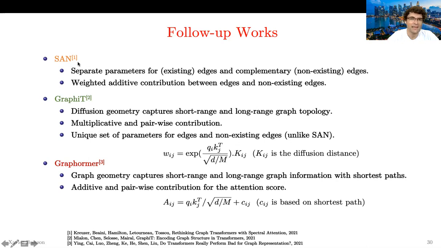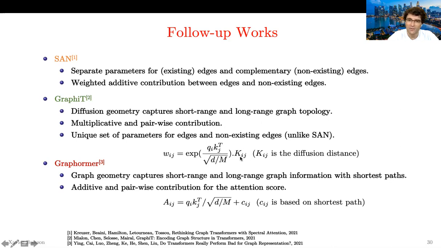Like SAN, where they proposed to separate parameters for edges, the true edges, and then the complementary edges, so the non-existing edges. And they did a weighted additive contribution between edges and non-existing edges. Then there has been Graphiti, which uses diffusion geometry to capture short-range interaction between nodes and long-range interaction.